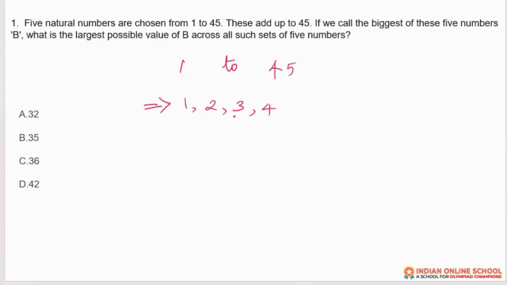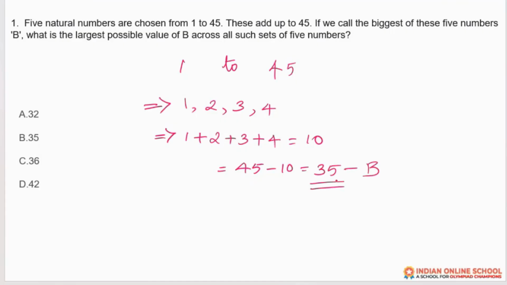So to find the biggest number, we have to find the sum of these smallest 4 numbers. 1 plus 2 plus 3 plus 4, what are we getting? We are getting 10, right? When we subtract this 10 from 45, the upper limit, 45 minus 10, we get 35, correct? So 35 is the largest possible number. That is our B.